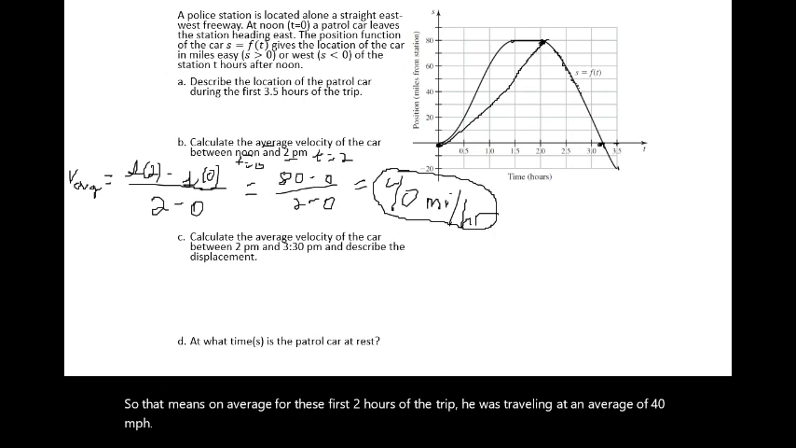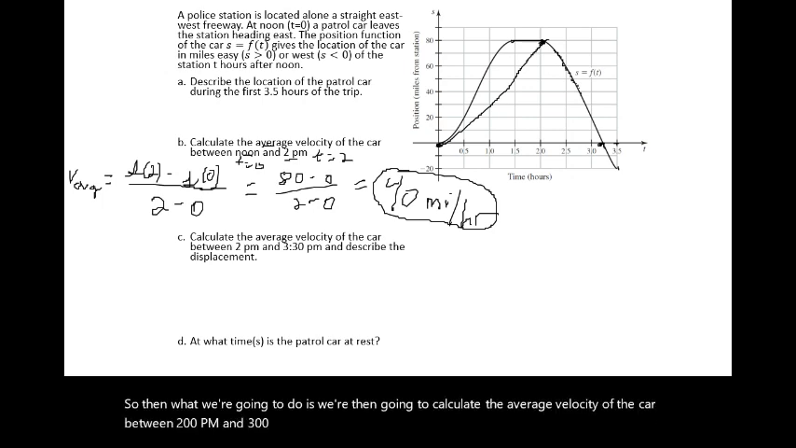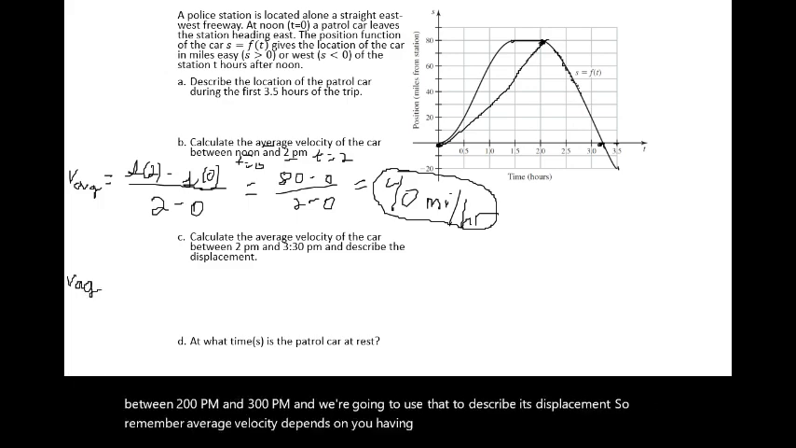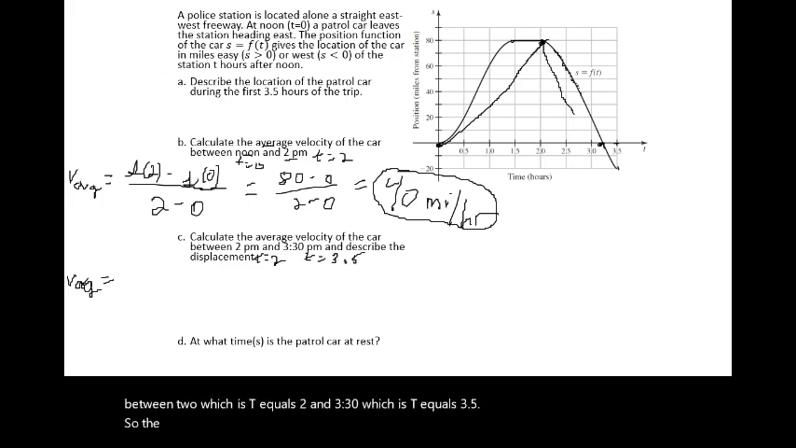Then we're going to calculate the average velocity of the car between 2 p.m. and 3:30 p.m., and use that to describe its displacement. Remember, average velocity depends on you having two distinct points in time. This time it is between 2, which is t equals 2, and 3:30, which is t equals 3.5. That's a terrible line, but you get the idea. It's the slope of the secant line between 2 and 3.5.